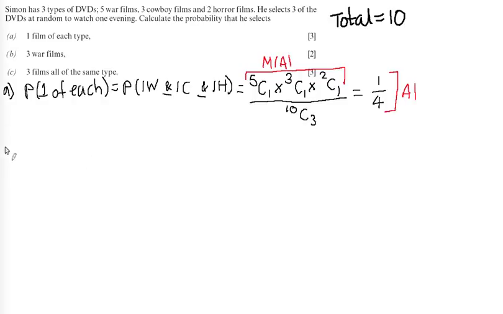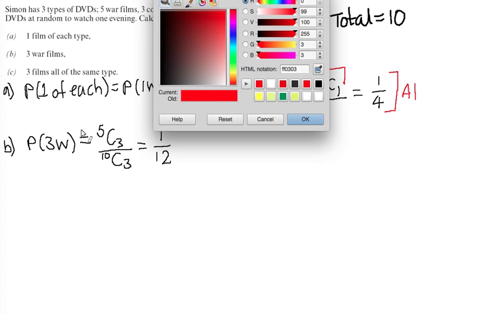In part B, we're asked to find the probability of getting 3 war films. So to find the probability of getting 3 war films, all we need to know is how many ways can we select 3 war films from 5, so that's 5 choose 3, over the number of ways I can pick 3 films from 10, so that's 10 choose 3. This, when I work it through, is going to be equal to 1/12. So very quick part.